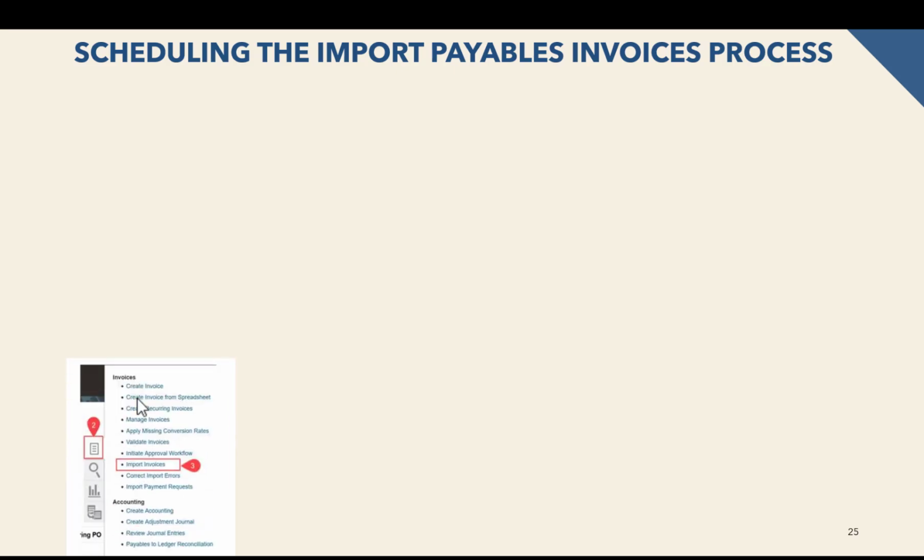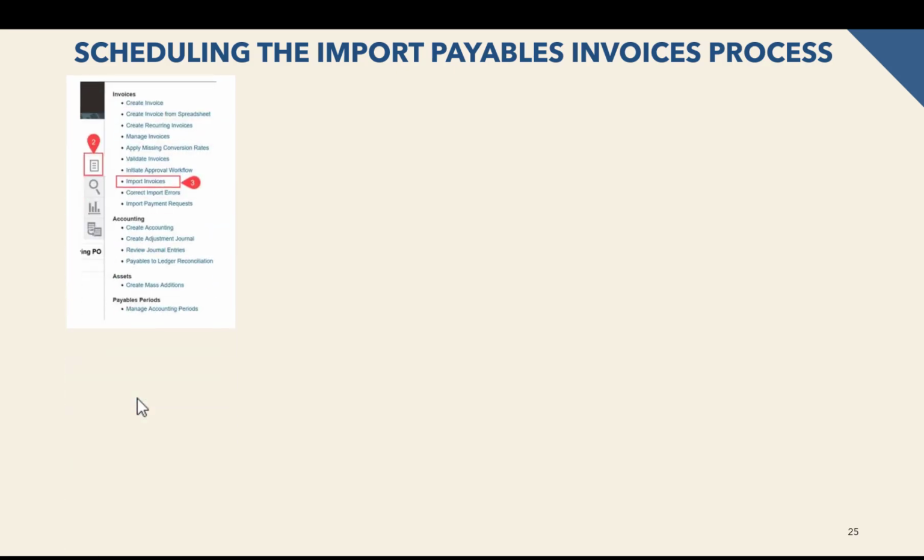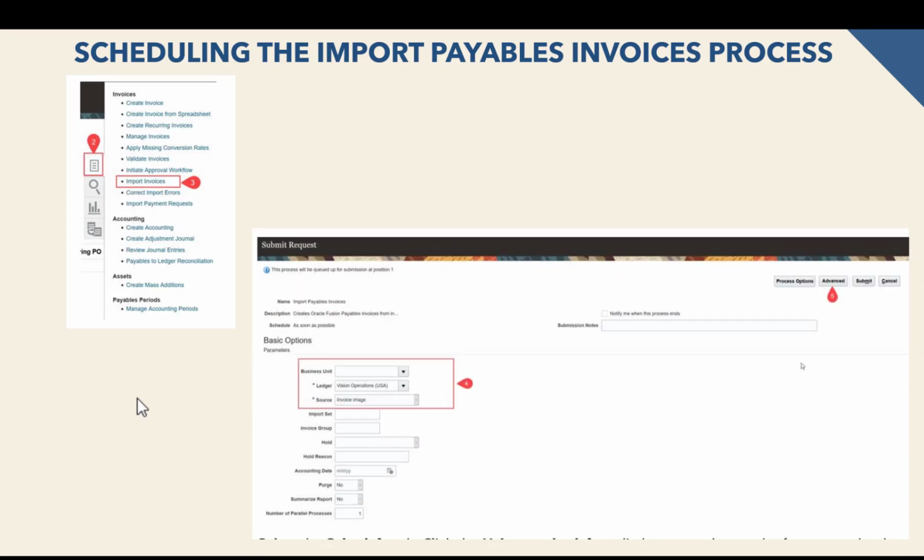Again, you have to schedule the import process, the payable invoice process, to import all of the invoices either from IDR or from other legacy systems. You can go to import invoices, just select import invoices, and here you can enter the ledgers, leave business unit blank, and select invoice image as a source. As you see here, the source is invoice image.